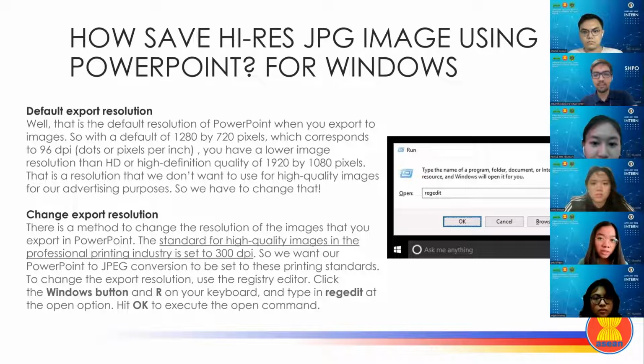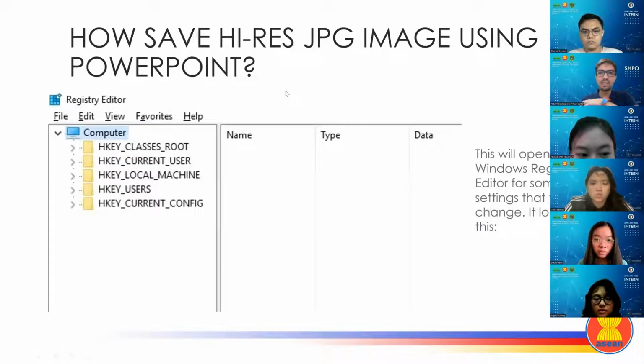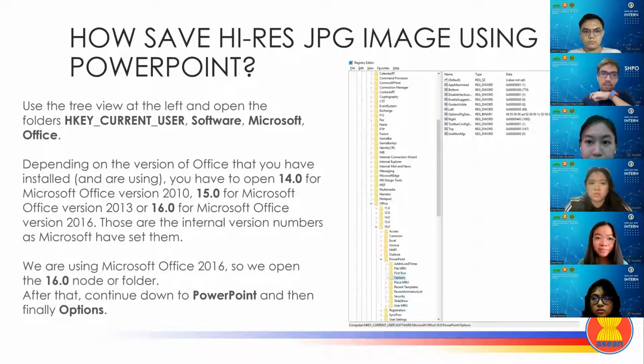Yes, sir. And then, ito yung umappear na screen sa inyo. Windows Registry Editor. So it looks like this, yung may H key. Okay. And then, look for the H key current user. Software folder, Microsoft, then Office. Did you find them?